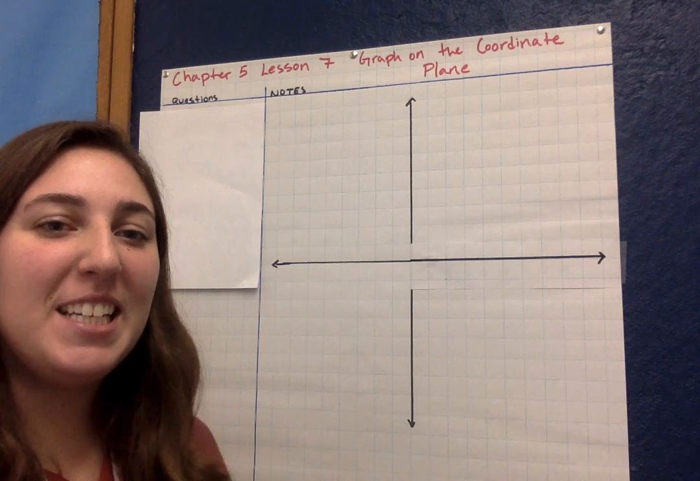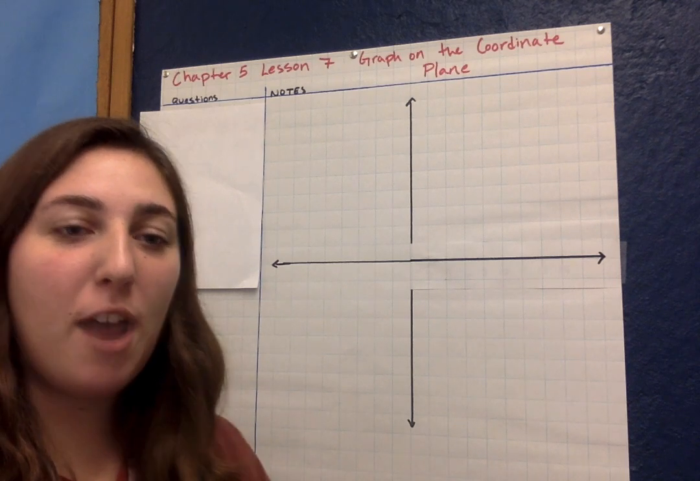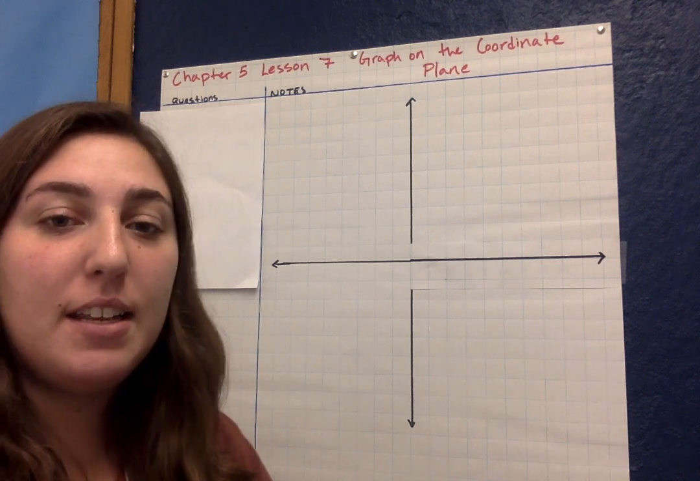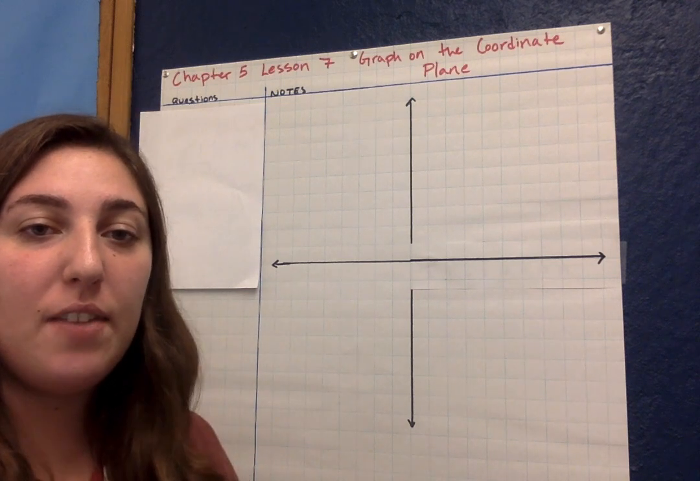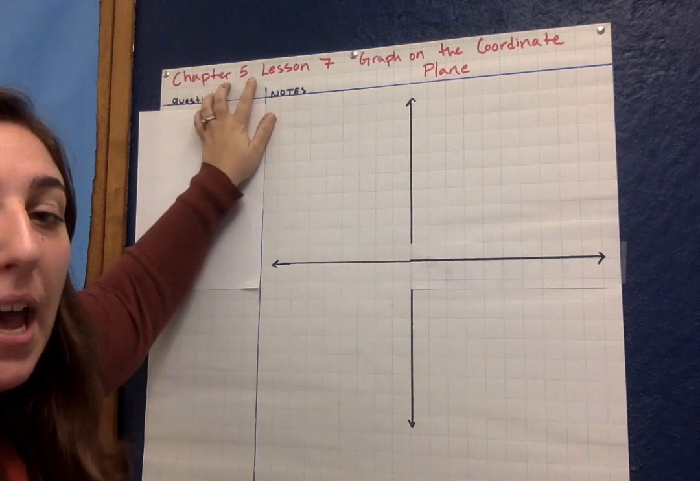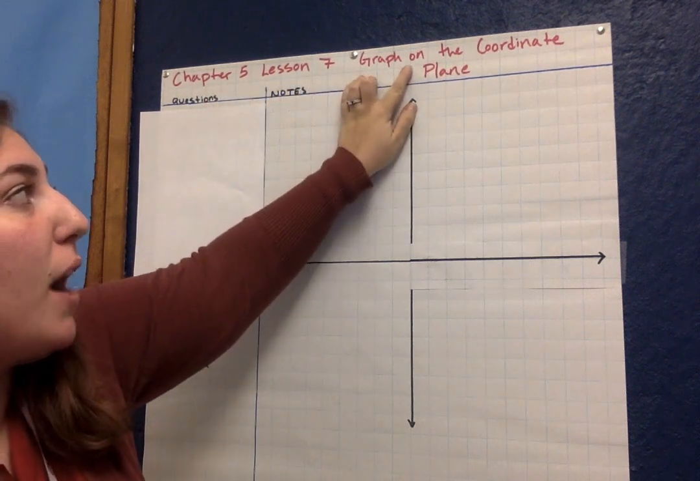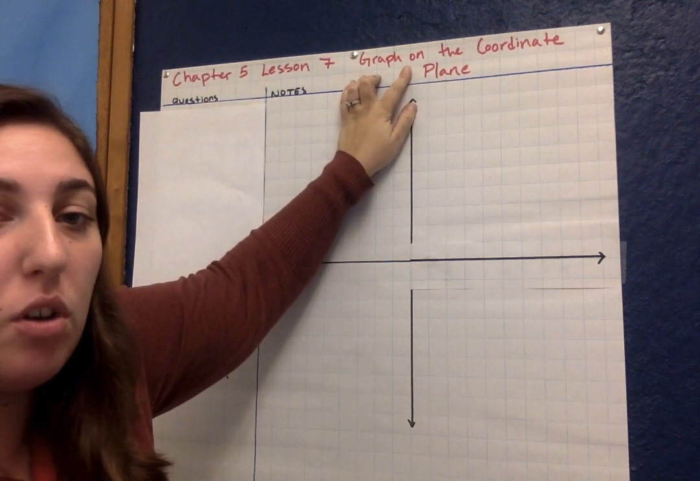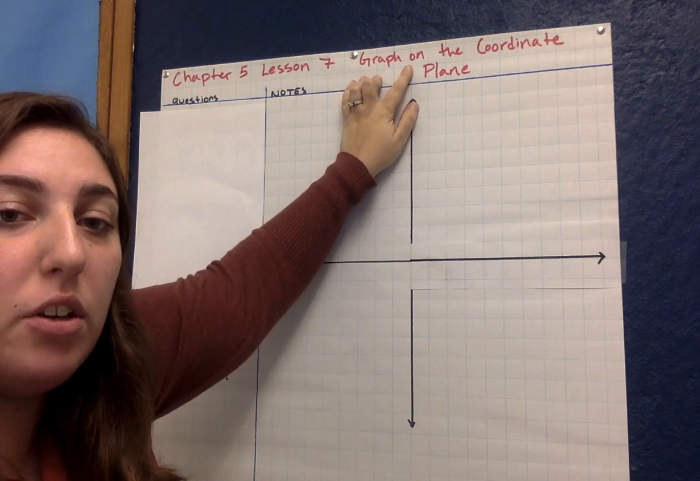All right, let's get started on the new lesson. Happy Friday. So our last lesson in this chapter is lesson 7. So we're in chapter 5, lesson 7, graph on the coordinate plane. Okay, so make sure you have that title written in your notes.